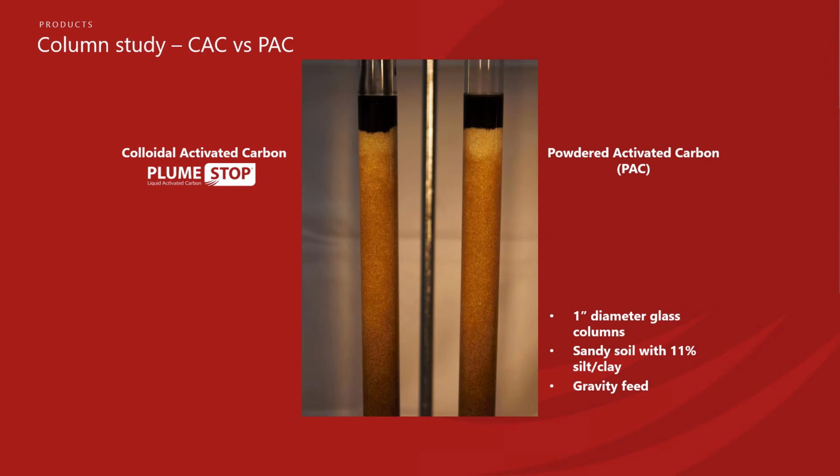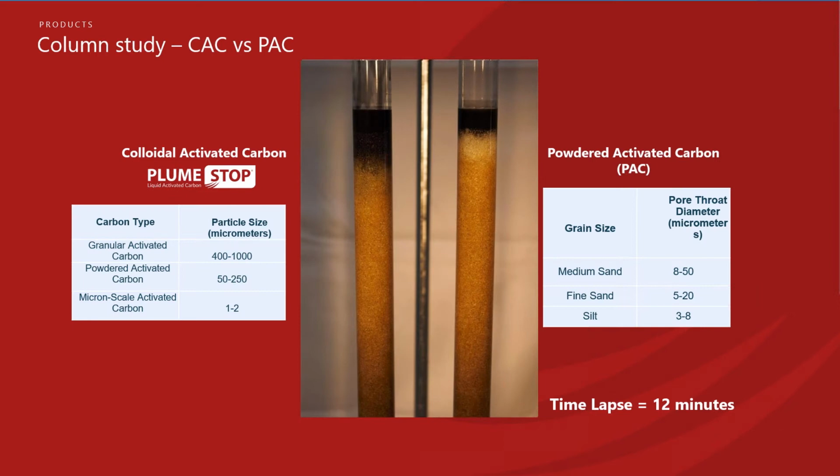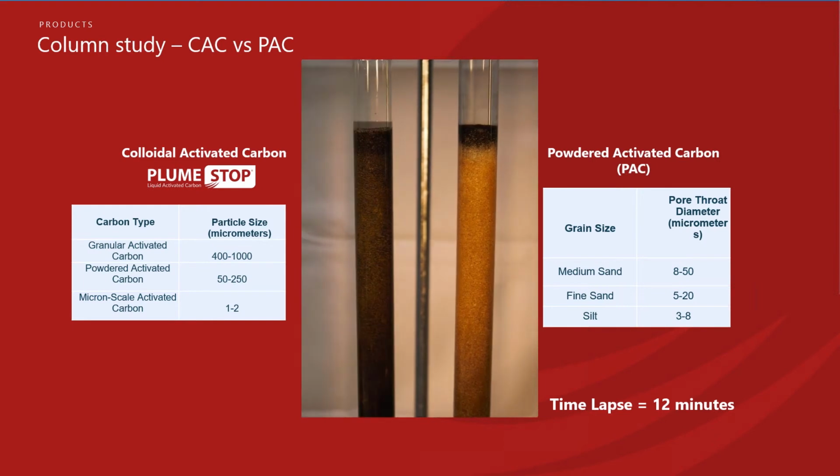Just to illustrate how well it moves in the subsurface, here you have Plume Stop on the left, and then you have powdered activated carbon on the right. This is just an experiment done at our R&D facility in California. You can see here that the Plume Stop migrates right the way through. We just flushed 14 pore volumes through that column, whereas the powdered activated carbon doesn't move very far at all.